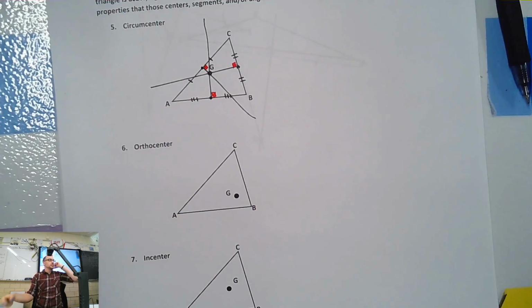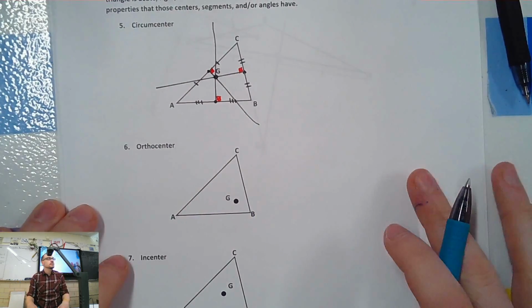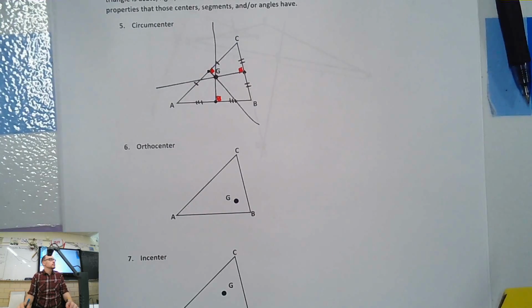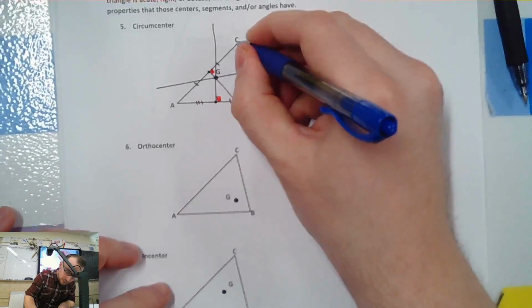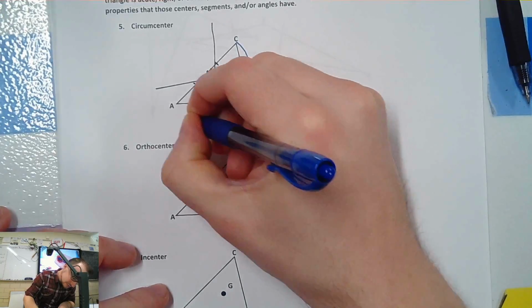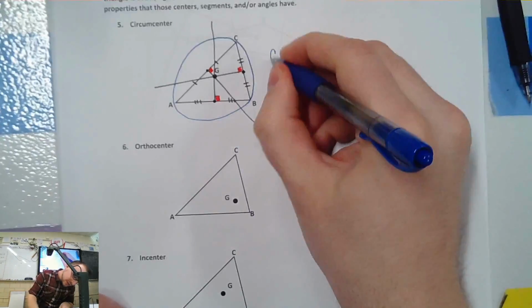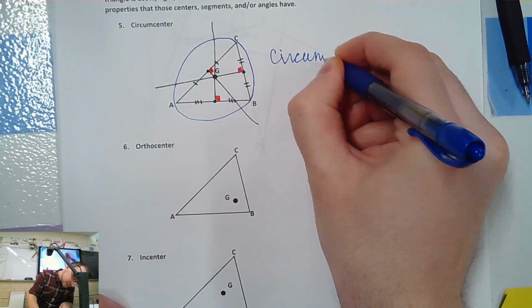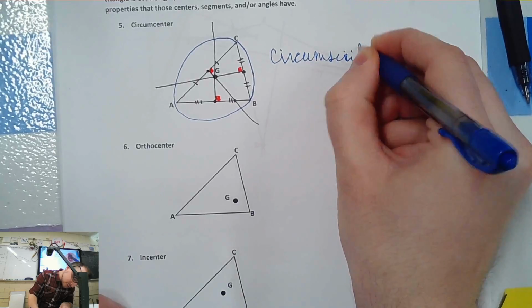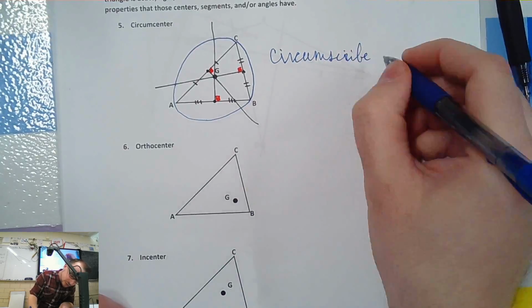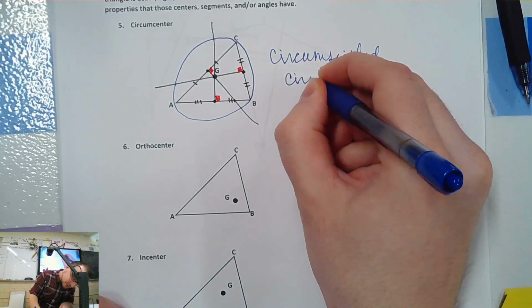What else do we know if G is the circumcenter? Why is it called circumcenter? Circle goes around. So there should be a circle that goes all the way around, right? A circumscribed circle. And G is its center. So I'm going to write that. Circumscribed. Remember, scribe means to write. Circum means to circumnavigate. Circumscribed. Circle goes around the triangle.